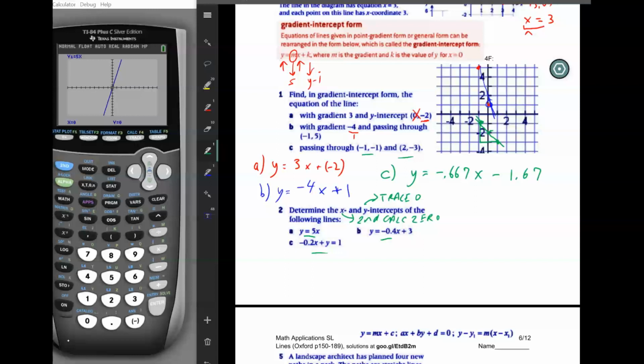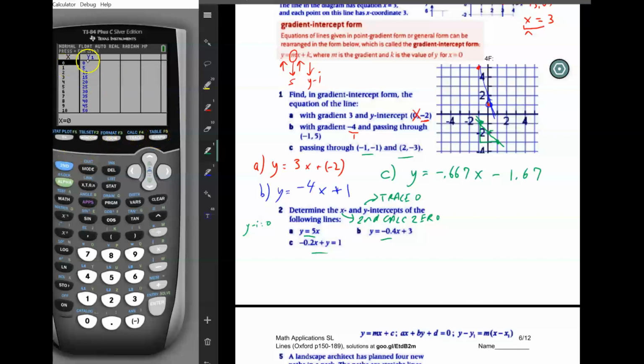Okay, so for part A, I have graphed the function. Now I'm going to use trace 0, enter, to find the y-intercept. And the y-intercept is y equals 0. So the y-intercept is 0. Oh, there's one more easy way to find the y-intercept, which is you do second table, and you just look at the first position. And the y value in the first position is 0. You see, when x equals 0, y equals 0. So that's another way of seeing that the y-intercept is 0.